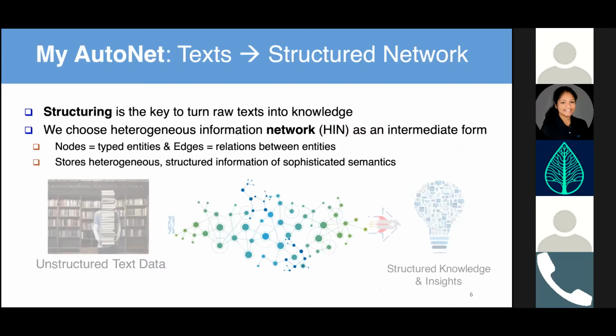You may have heard a term called a knowledge graph in the past. In this knowledge graph, it's kind of a network. Every node is a typed entity. It could be a person, an organization, a location, events, time, all these things. And the edges here describe their relationships. So this network structure is so flexible, it can store this heterogeneous structured information with sophisticated semantics.